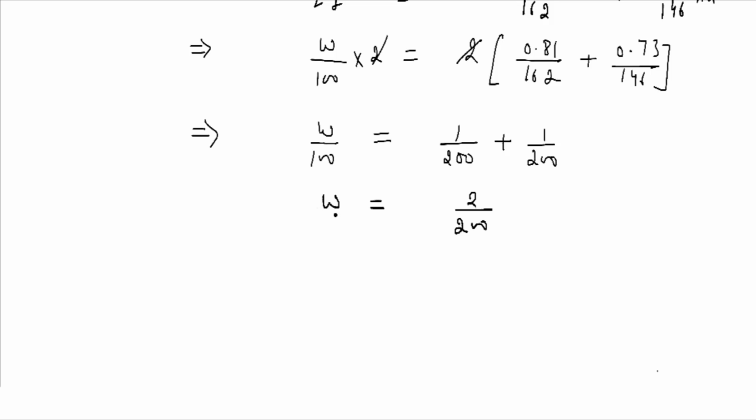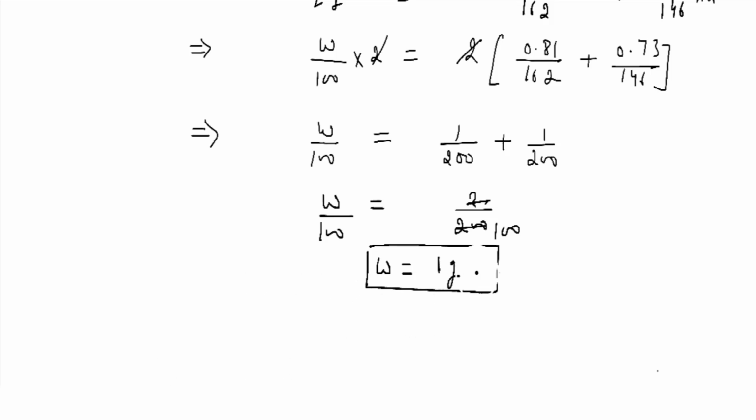And this is also 100, right? So I can say this becomes 100, so W is equal to 1 gram. So this is the weight, right?